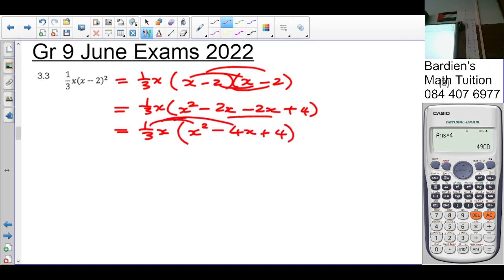Now we multiply that by the third x. A third x times x squared is going to be a third x cubed. A third x times negative 4x is negative 4 over 3 x squared. A third x times 4 is positive 4 over 3 x.